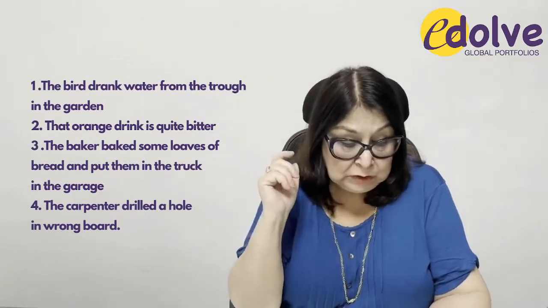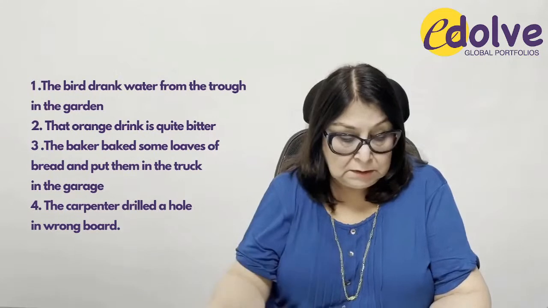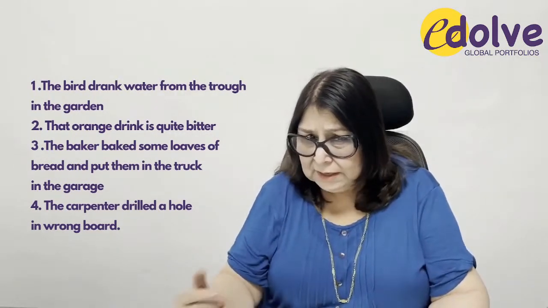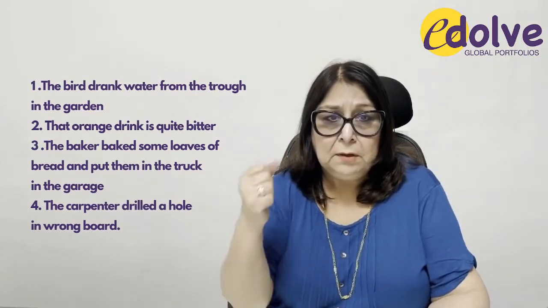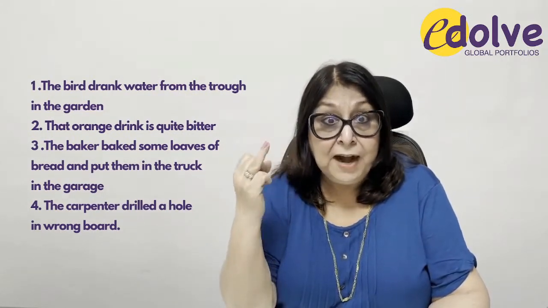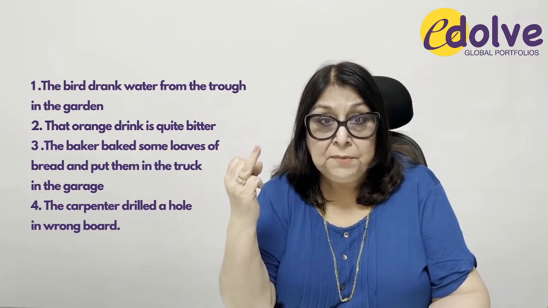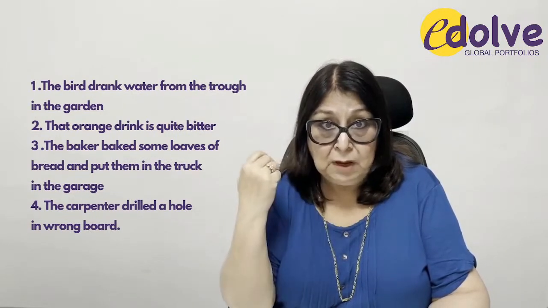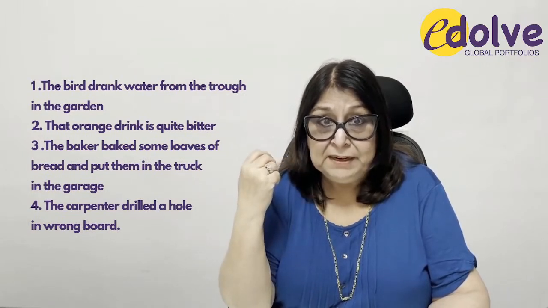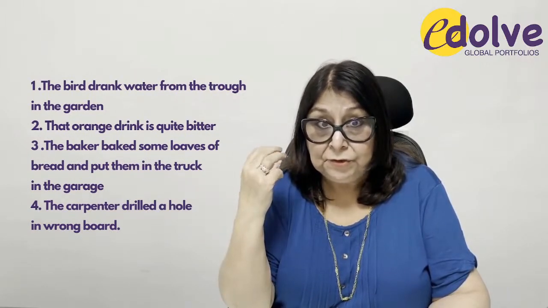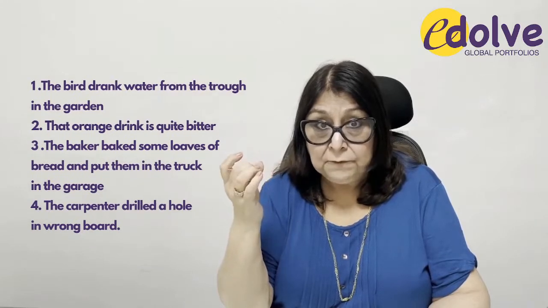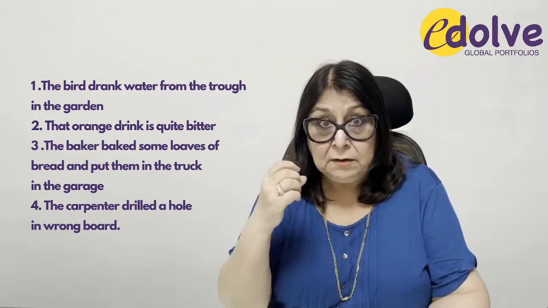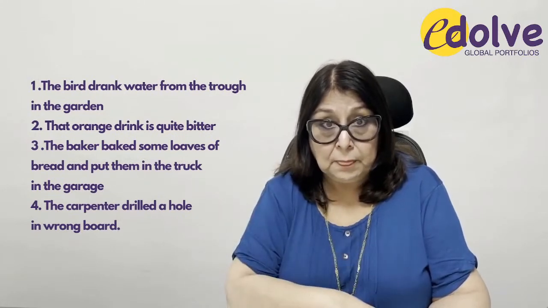Now, the poll gave you lots and lots of very obvious answers. All right? 8, 10, 12, 14. I wonder what you wrote. Let's see which one's right. The bird drank water from the trough in the garden. That's how many? 3, right? Drank, from, trough. There you go.